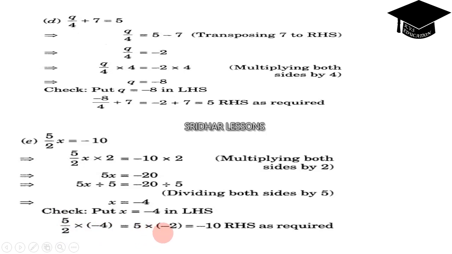That is 5 into minus 2, this is equals to minus 10, that is equals to RHS. So the value is satisfied. So x is equals to minus 4 is the correct solution.